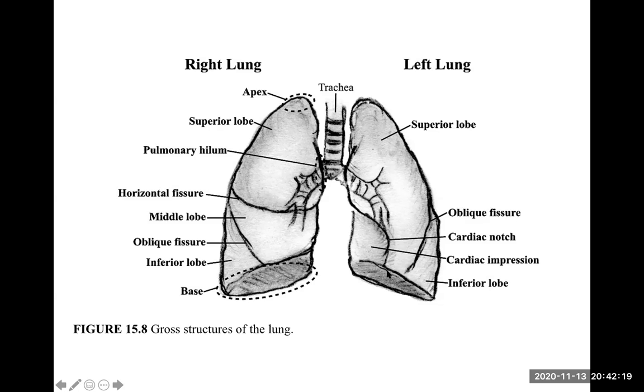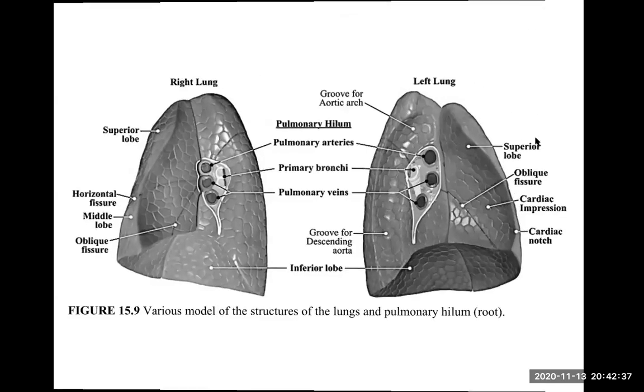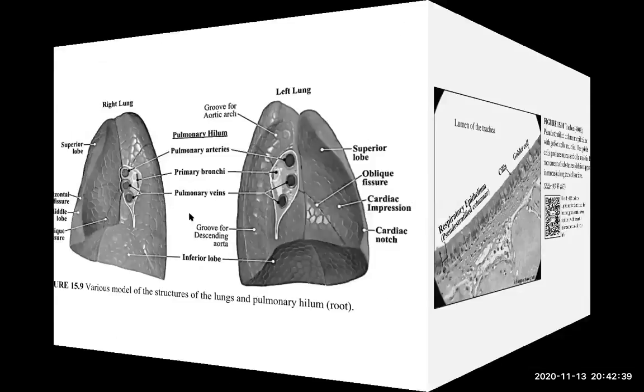The base of each lobe sits on top of the diaphragm. You have different fissures, which are just kind of separating grooves between the lobes. And then the apex of the lung will stick up a little bit past the clavicle on either side of the trachea. Here's a look at the hilum, the hilum of the lungs.